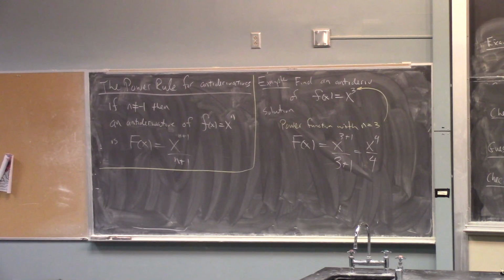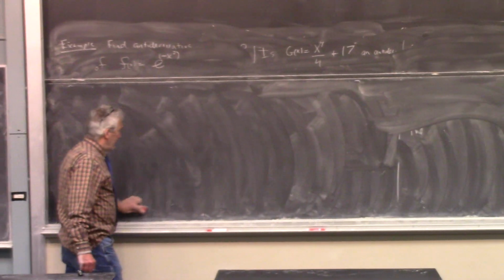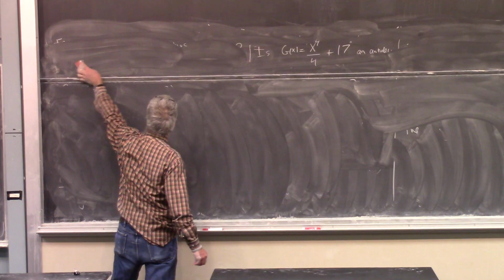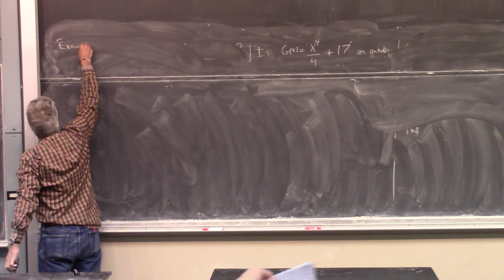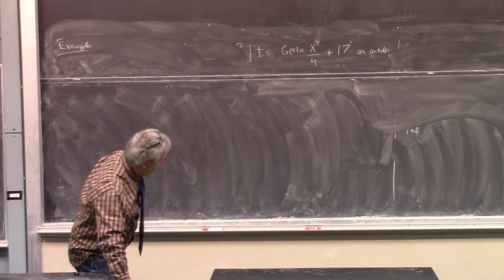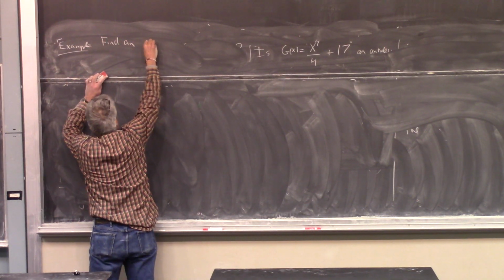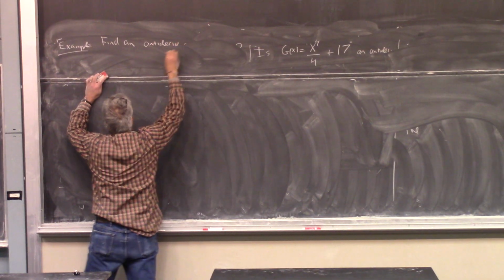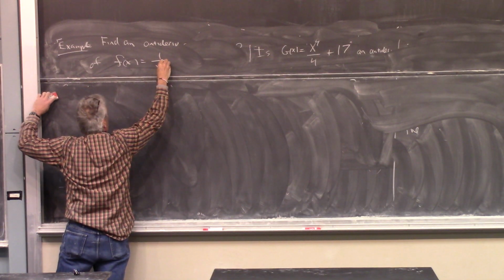So now that we have a method for finding antiderivatives, that previous method, the guess and check method, is still an important method. If somebody gives you a function and says, is this an antiderivative of some other function, the best way to answer that is still the check method. Okay, so example. Find an antiderivative of this function, f of x equals 1 over x cubed.